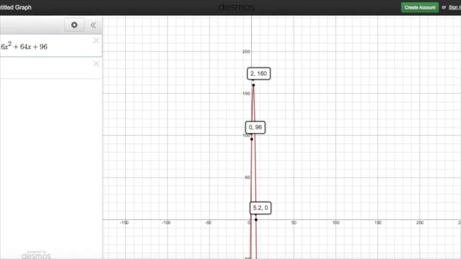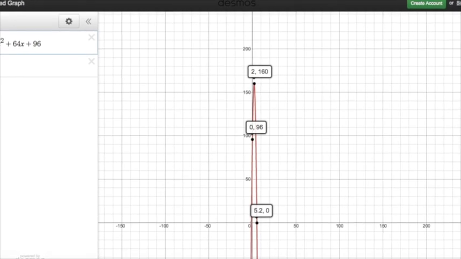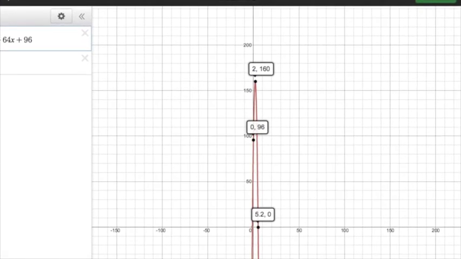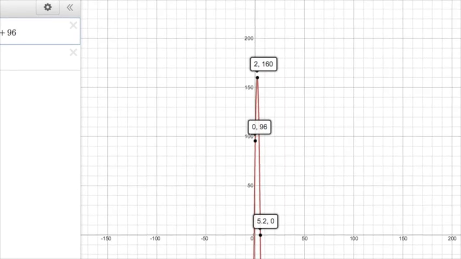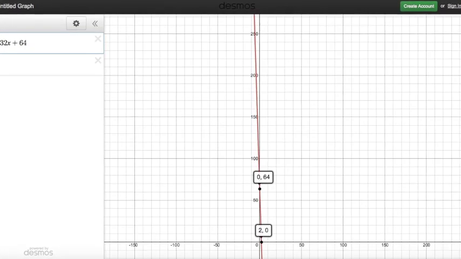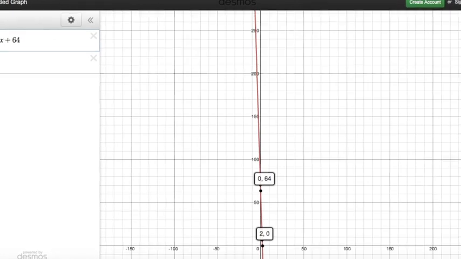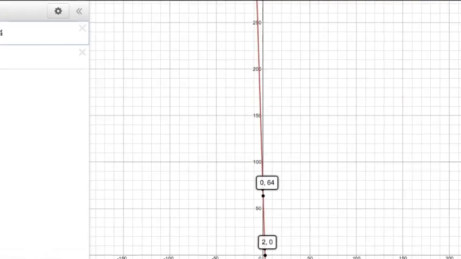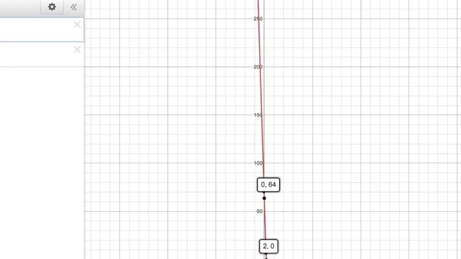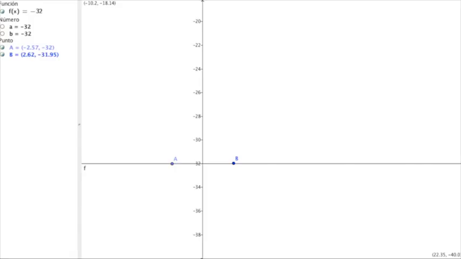Now B, we need to graph the position function showing at least 3 points where the rock is passing through. We can see it in the graph that is over there. And letter C, given the velocity function equals minus 32t plus 64, we need to graph it and use at least 2 points, and we can see it another time.